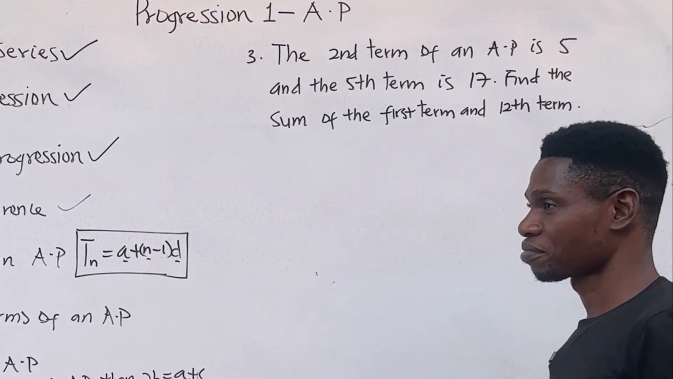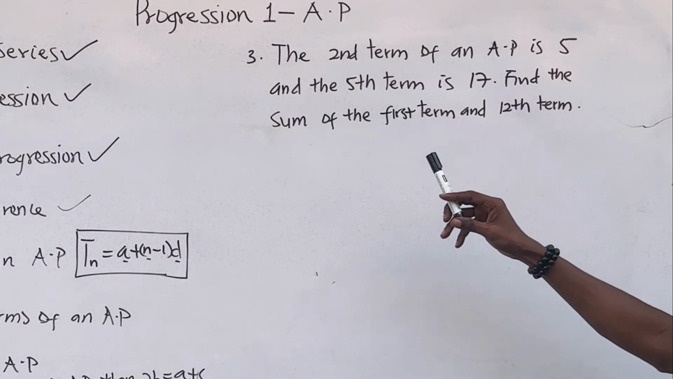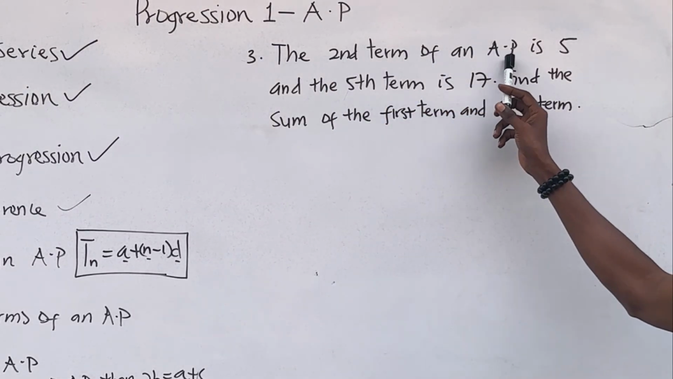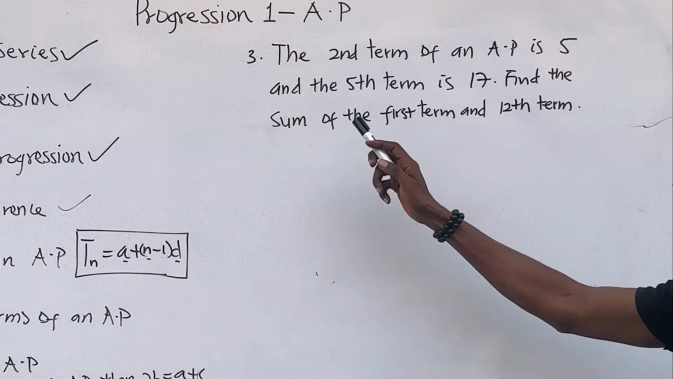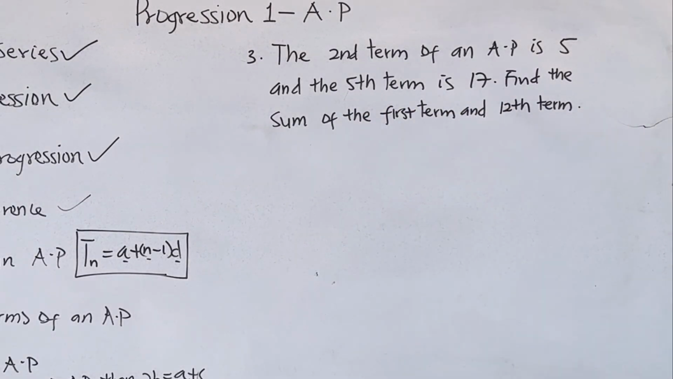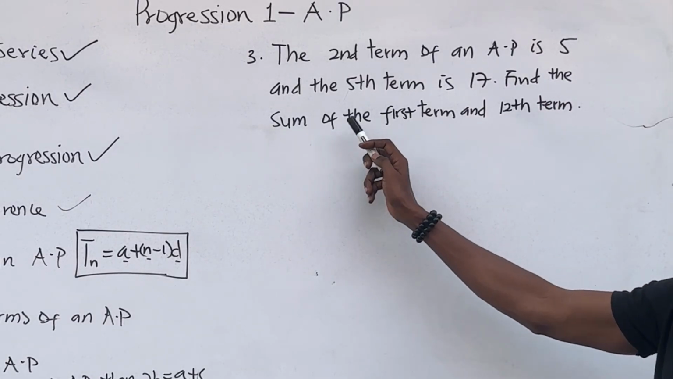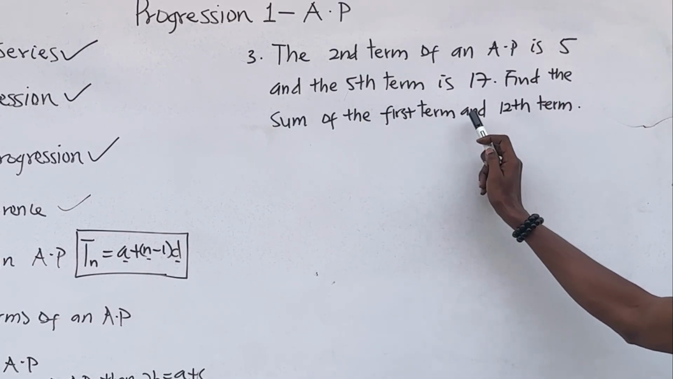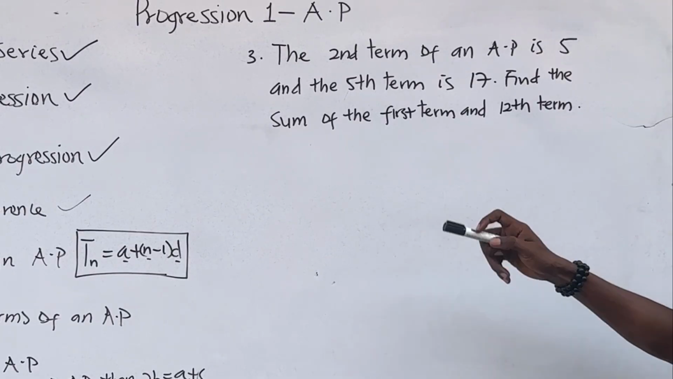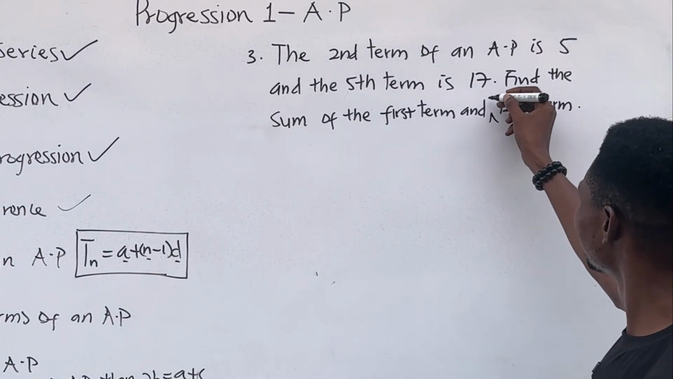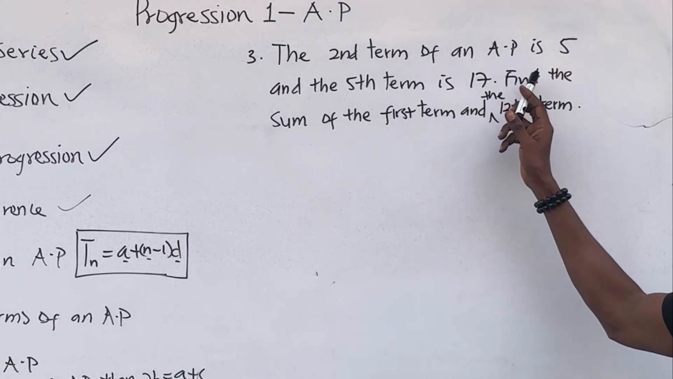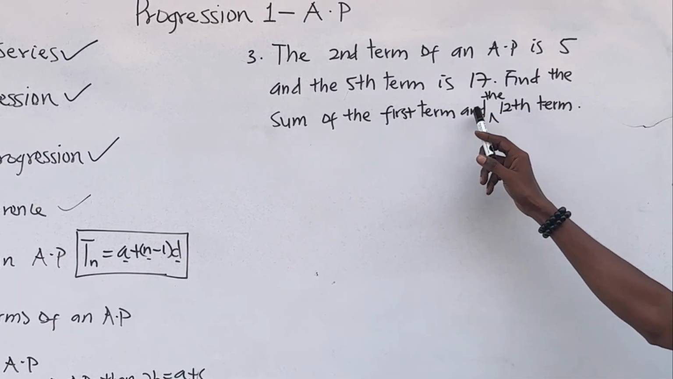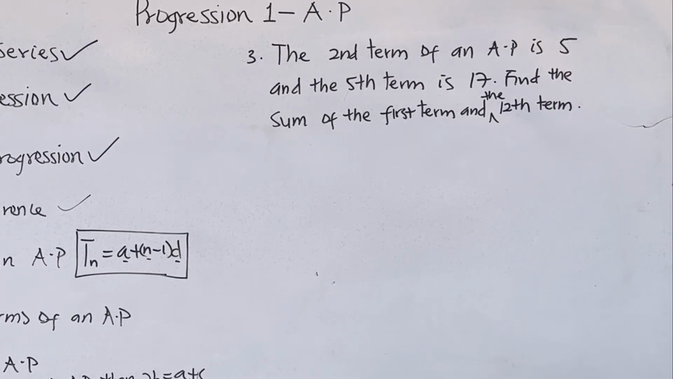The question says the second term of an AP is 5 and the fifth term is 17. So no first term, no common difference in this one. The question says find the sum of the first term and the 12th term.